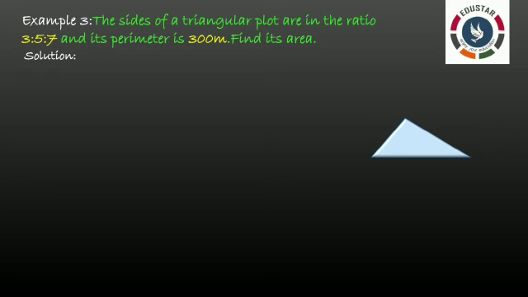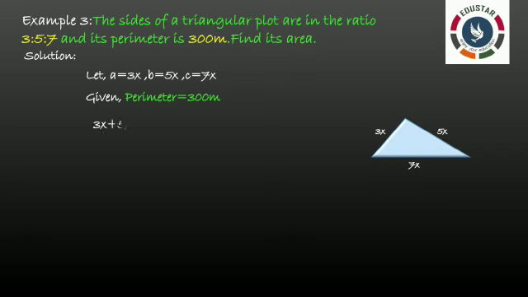So first let us take the sides as a is equal to 3x, b is equal to 5x and c is equal to 7x, because they have given only the ratio of the sides. Now perimeter is equal to 300 meter they have given. Perimeter is what? Sum of all three sides. So 3x plus 5x plus 7x is equal to 300. That is 15x is equal to 300.